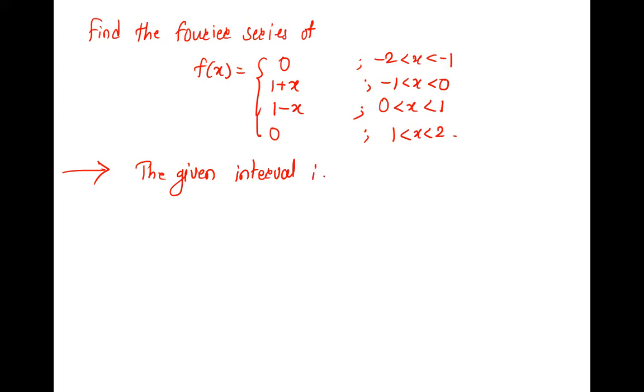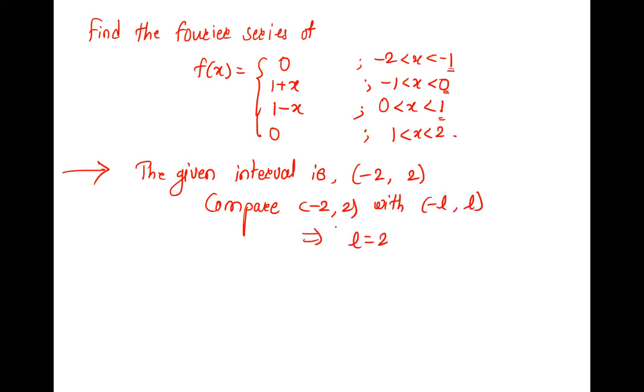Can you tell me the given interval here? Minus 2 to 2. Right? So the function starts with minus 2 and ends with 2, with discontinuities at minus 1, at 0 and at 1. So the given interval is minus 2 to 2. It is of the type minus L to L, right? So compare the given interval with minus L to L. So what is L? 2. Right. So L is 2.